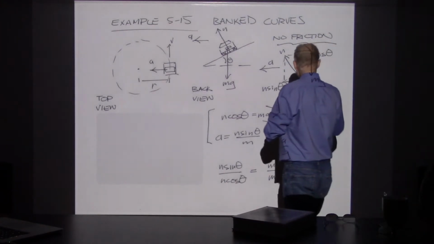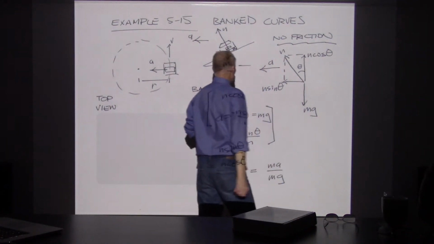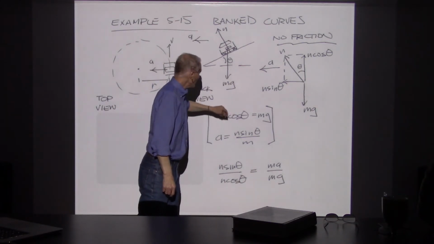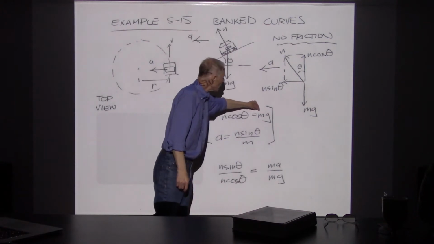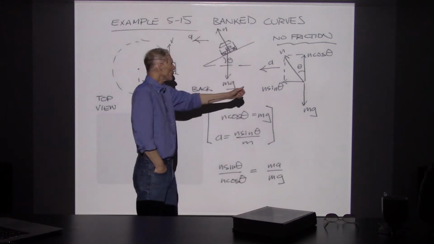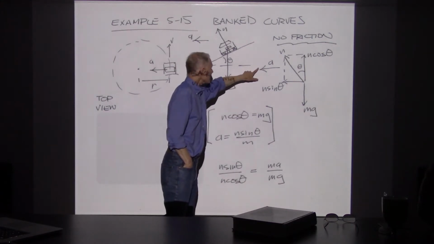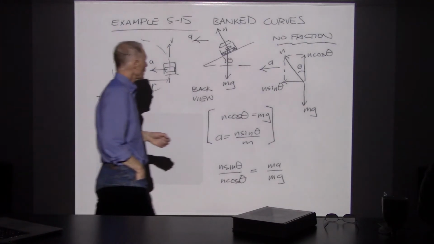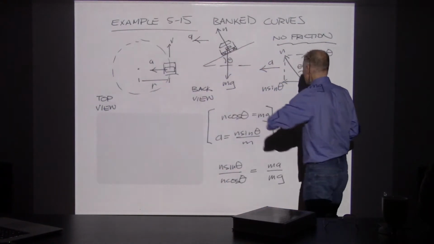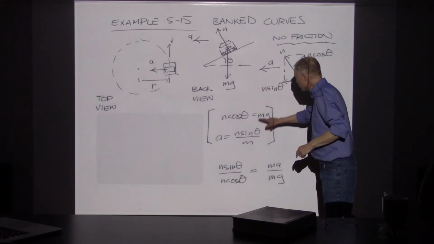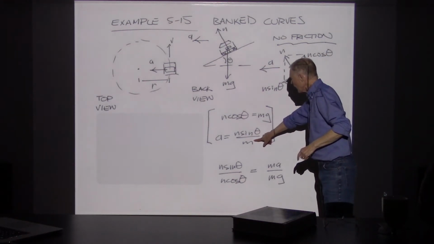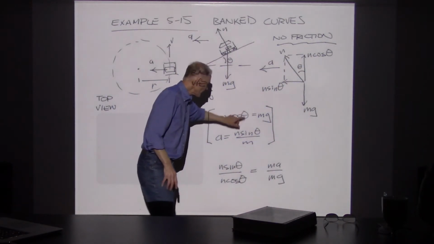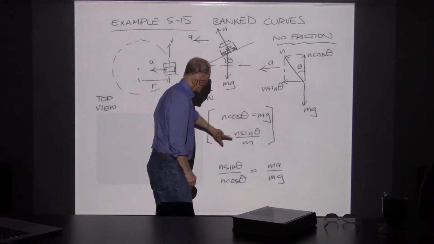Now, looking at this diagram, I've got the vertical direction. There are no accelerations taking place there, so the vertical direction says n cosine theta equals mg. The radial equation says that the acceleration, which is the circular motion acceleration maintaining the circular motion, is n sine theta divided by m. And I've used that trick that we've used before here. So I've said n cosine theta is mg, n sine theta is ma.